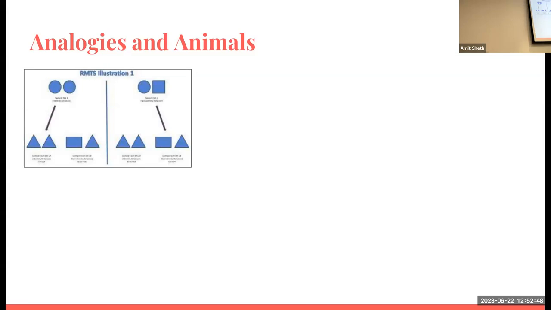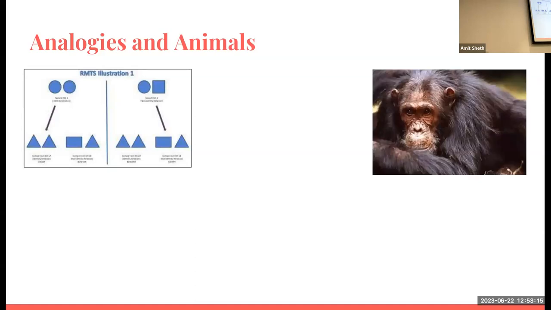Here, you could identify that these two circles are the same as these two in the other picture. But there's a triangle and a rectangle there, and you know that they're two different things. The problem with the animal kingdom, they say, is that they cannot do that comparison. So that was the difference.